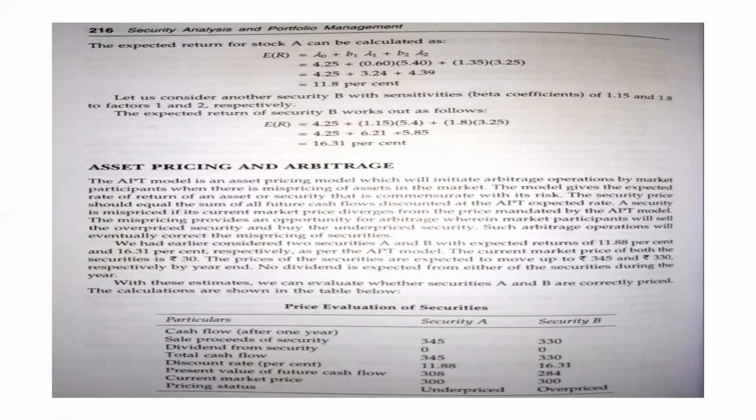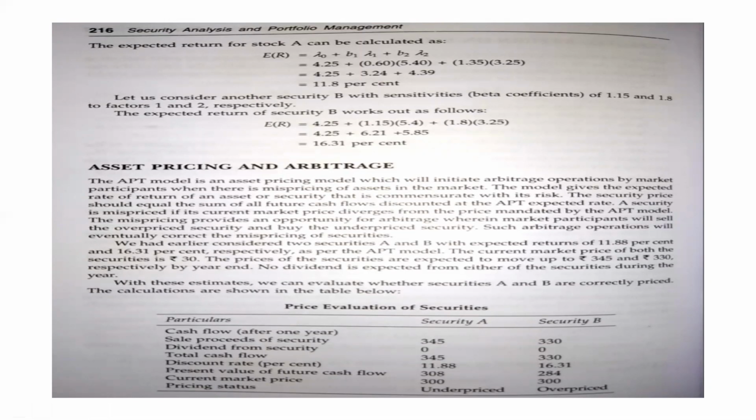Now, they're saying if we have to introduce another security with sensitivities of 1.15 and 1.8 to factors 1 and 2, then the beta values have changed here and the risk premium remains the same. So we are just changing the beta values in the brackets and then calculating, and we'll get 16.31 as the expected rate of return.